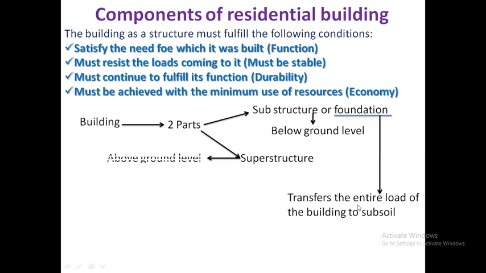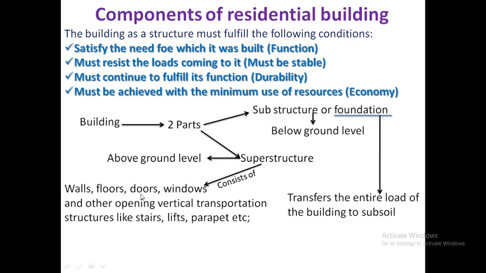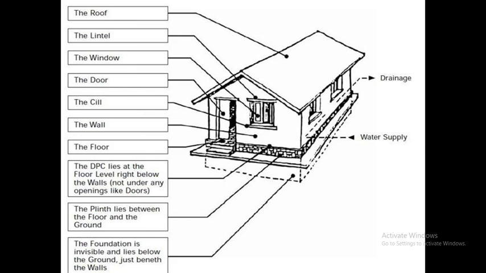Then superstructure, which is above the ground level, consists of walls, floor, doors, windows and other openings, and vertical transportation structures like stairs, lift, parapets, etc. The major components of a building include foundation, plinth, walls, floor, columns, doors, windows, roof, lintel, steps, stairs and parapet. The components of a building are shown in this figure.